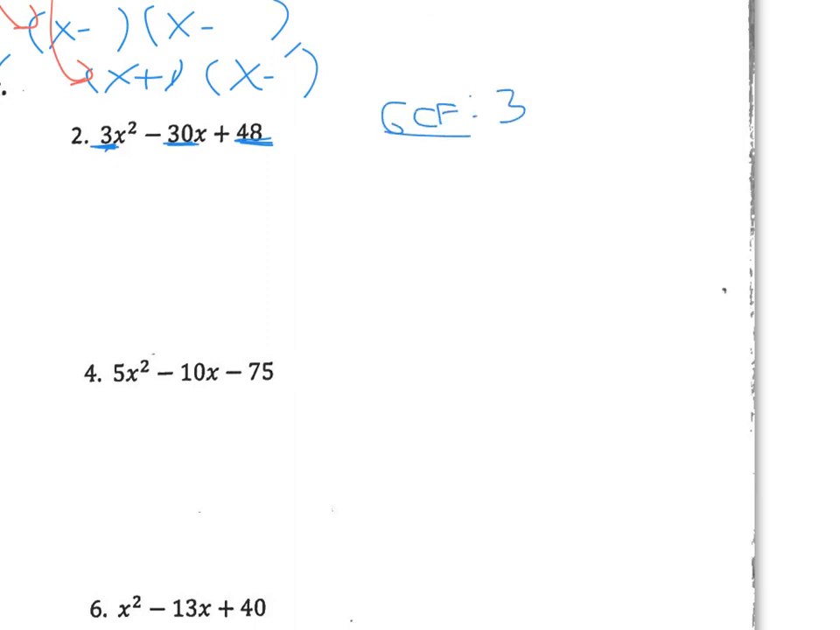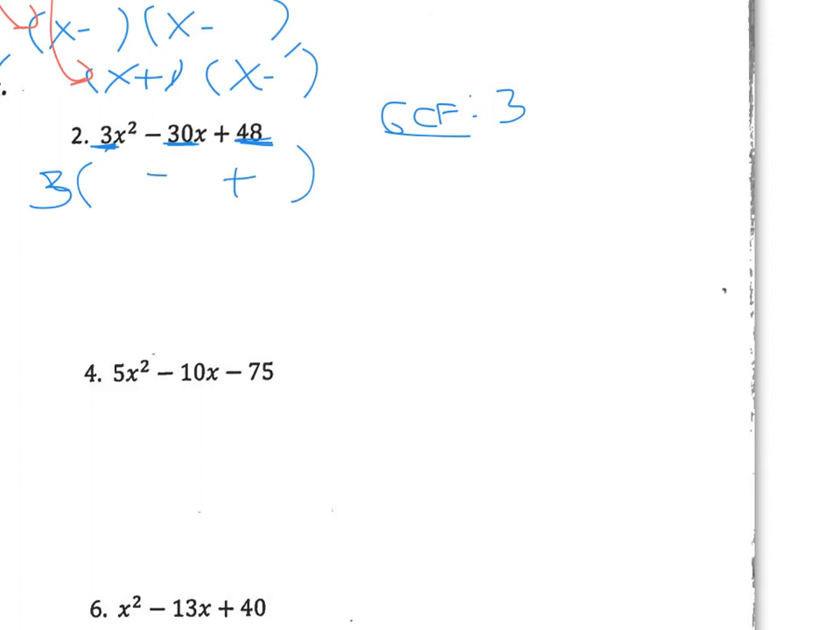And again, I don't have x with the GCF because there's no x with this 48. So I'm going to factor out a 3. So let's put the 3 on the outside. Then we'll line up our terms. I have a minus and a plus.